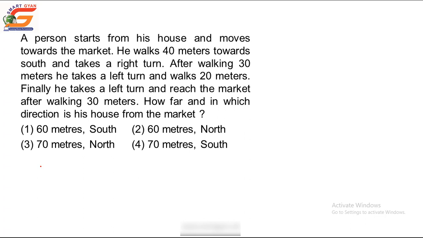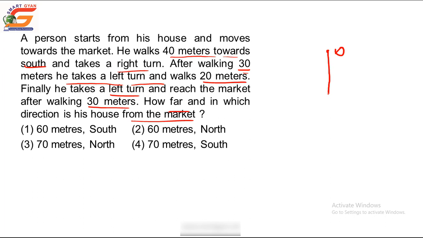I am discussing tricky problems so that you can extend your thought wave from the ordinary or general position to different situations. A person starts from his house and moves towards the market. He walks 40 meters towards south and takes a right turn. After walking 30 meters, he takes a left turn and walks 20 meters. Finally, he takes a left turn and reaches the market after walking 30 meters. How far and in which direction is his house from the market?